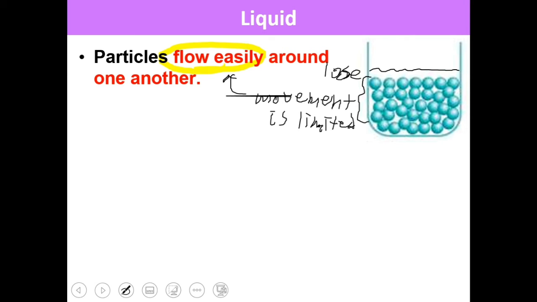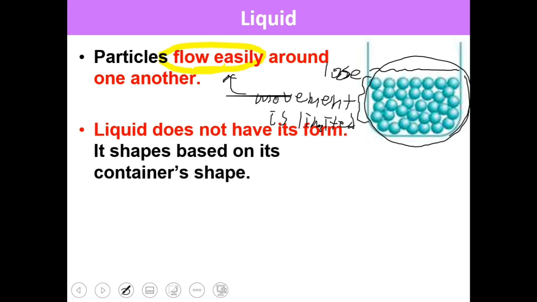Movement is limited. For example, if you have water in a glass or a cup, you will notice that even if several hours pass, the water remains in that container because it is sealed. It cannot go away from that sealed environment. When I say sealed, I'm not necessarily talking about the lid, but this environment over here is what I'm talking about. Liquid does not have its own form. It takes the shape of its container, and when the container changes, the arrangement changes.